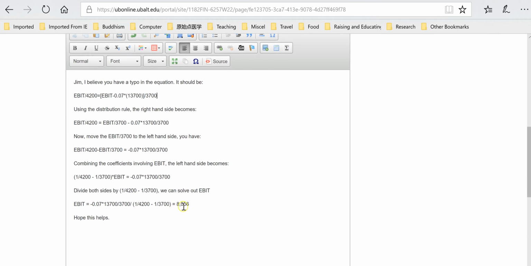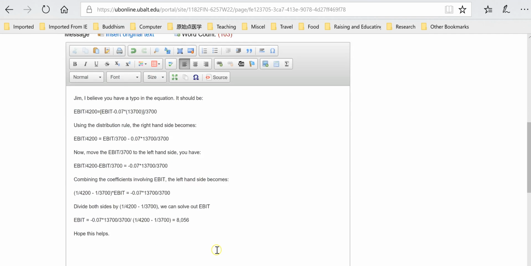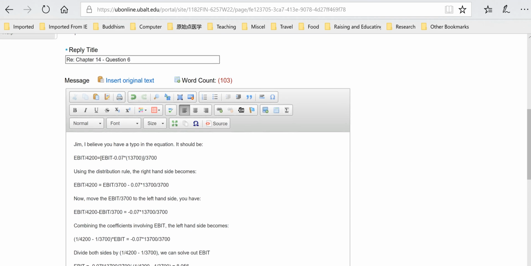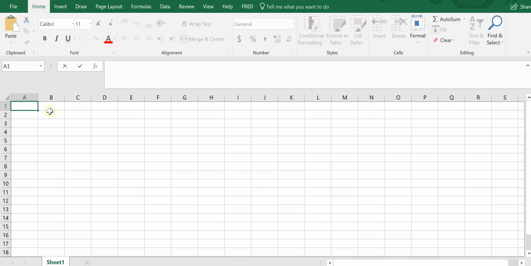I got this answer here, but I also wanted to show you how to use Excel to get the same answer. Let me write out EBIT first. Here EBIT is the unknown, but I'm gonna use any arbitrary number. So let me just type an arbitrary number. Here just type $5,000, 5,000.